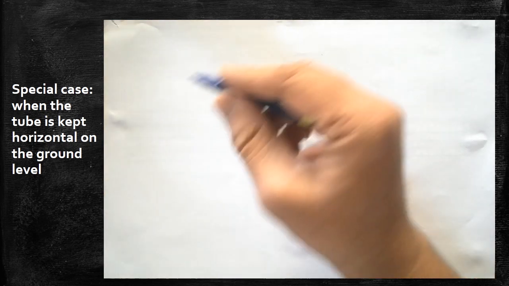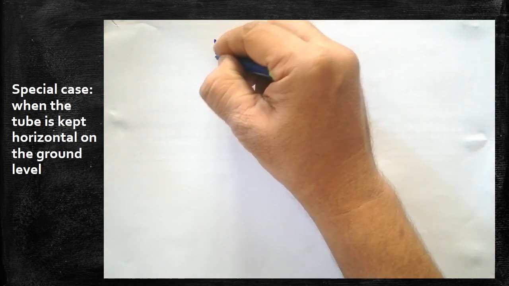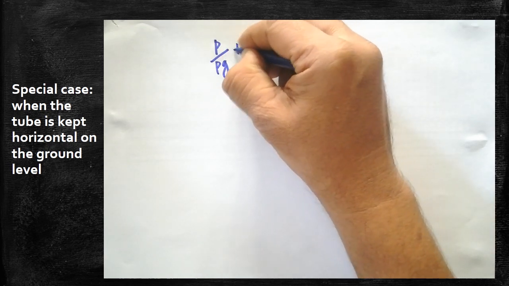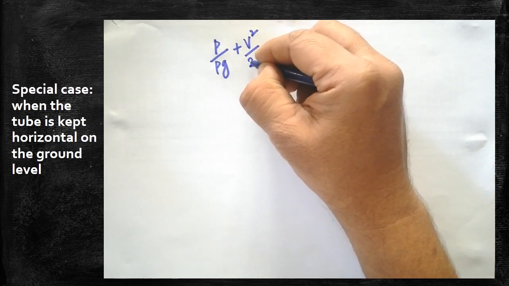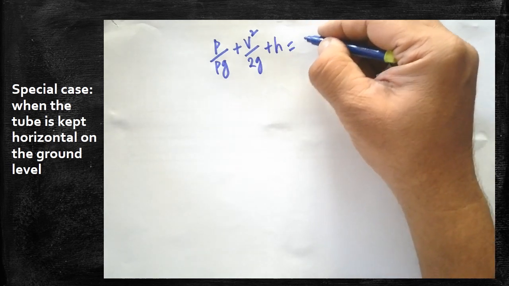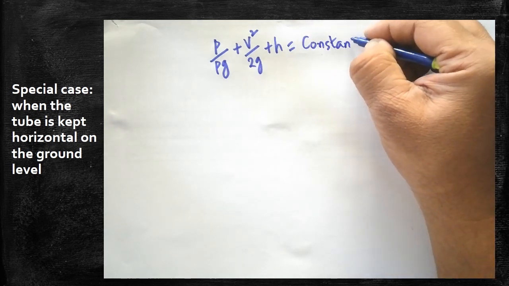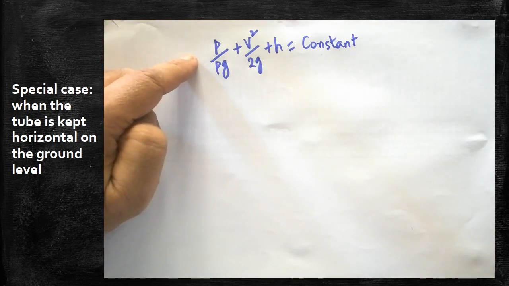Now we are going to learn certain special cases in the case of Bernoulli's equation. First I will write the Bernoulli's equation. P divided by rho g plus V square divided by 2g plus h is equal to constant. Already you have learned this equation in the derivation part. This equation is called Bernoulli's equation.